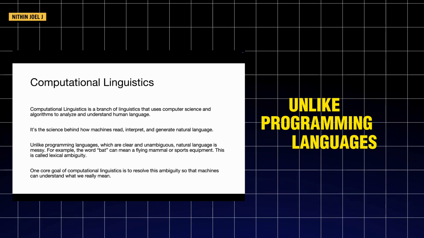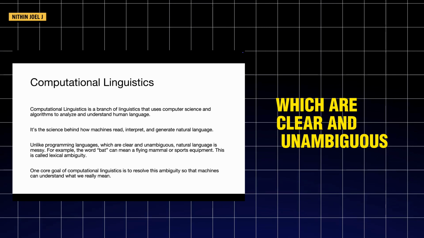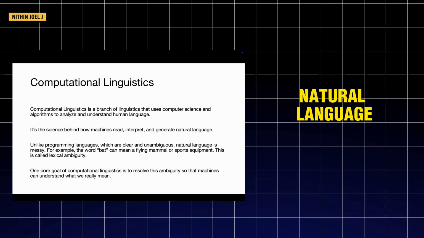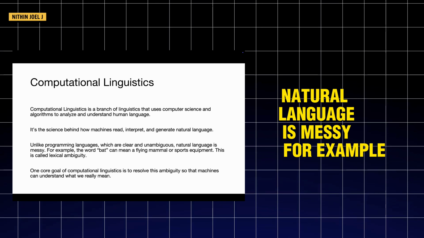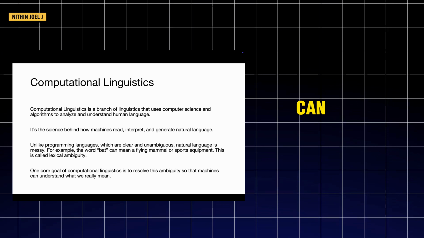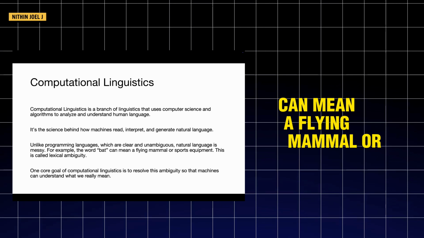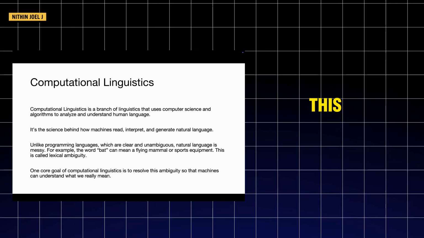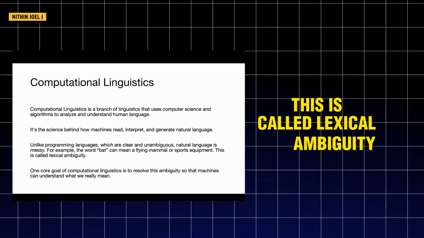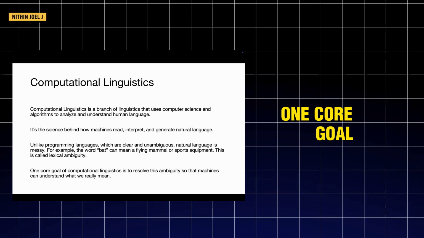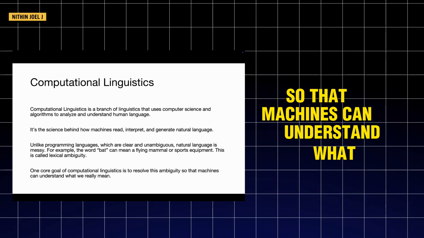Unlike programming languages, which are clear and unambiguous, natural language is messy. For example, the word bat can mean a flying mammal or a sports equipment. This is called lexical ambiguity. One core goal of computational linguistics is to resolve this ambiguity so that machines can understand what we really mean.